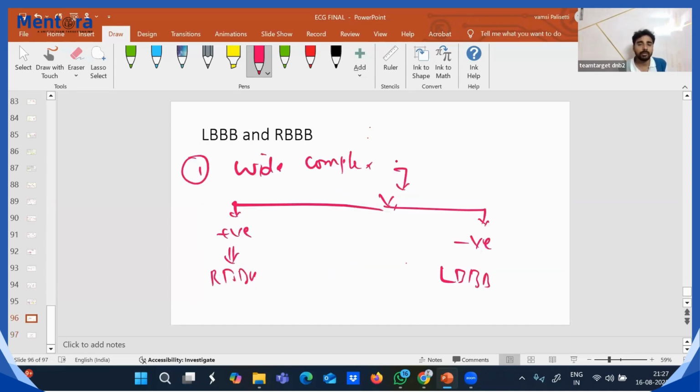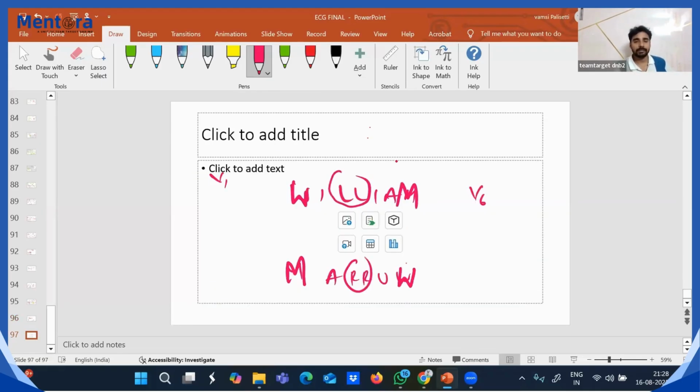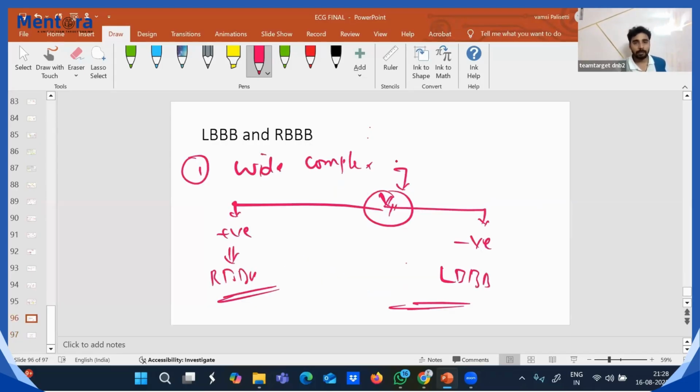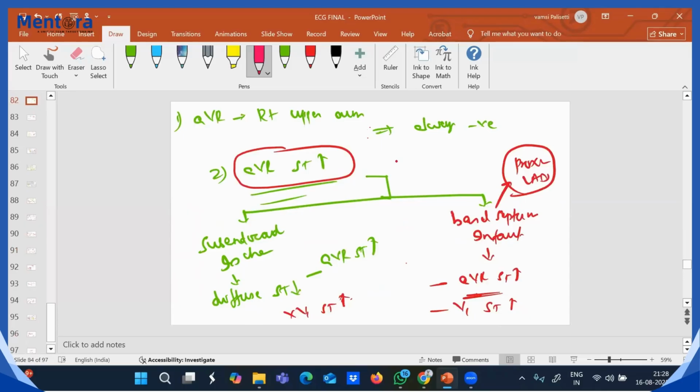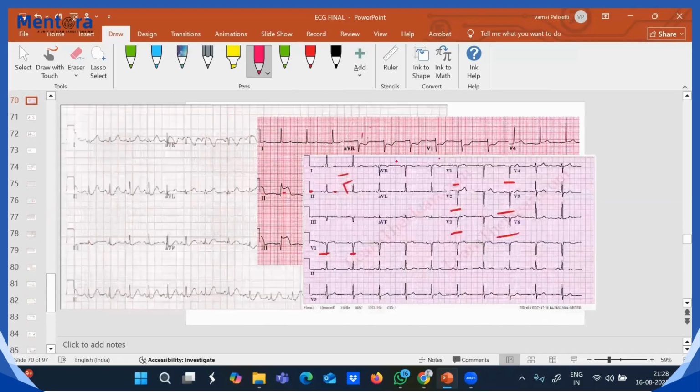In a simple way I told, you just see the wide complex, then you see the V1 lead. If it is positive, RBBB, if it is negative, LBBB. That's it. Okay. So this completes our ECG. Any doubts you can ask?